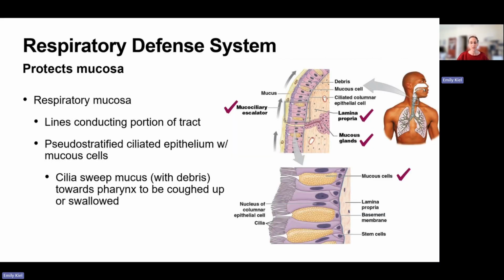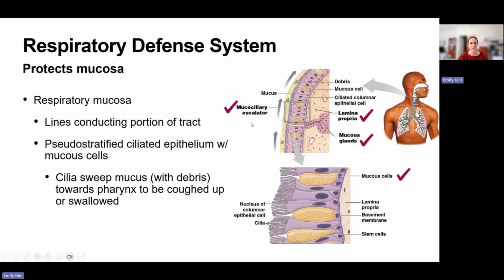So we need to defend this system from bacteria and particulates. We need to protect that mucosa. And this is our respiratory defense system. It lines the conducting portion of the tract. So as we're taking the air to those areas for gas exchange, we're getting rid of anything that could get in the way. And it's made of pseudostratified ciliated epithelium with mucus cells.